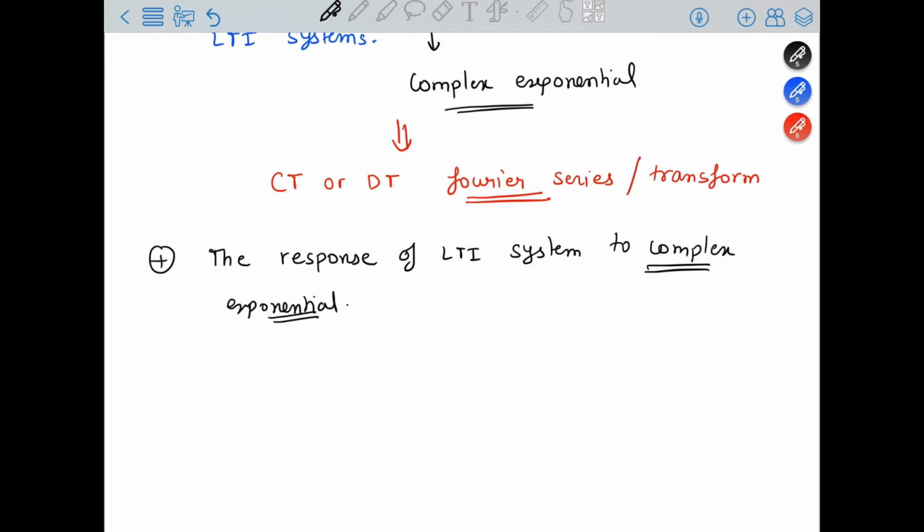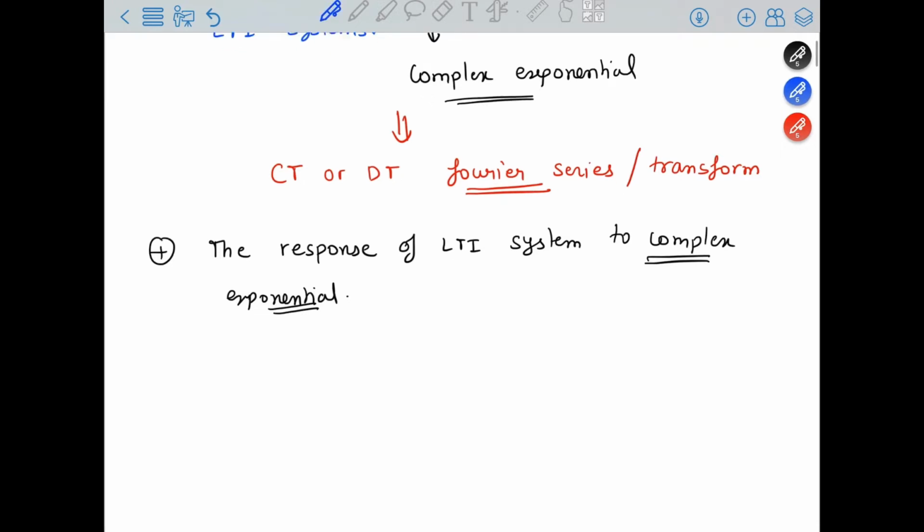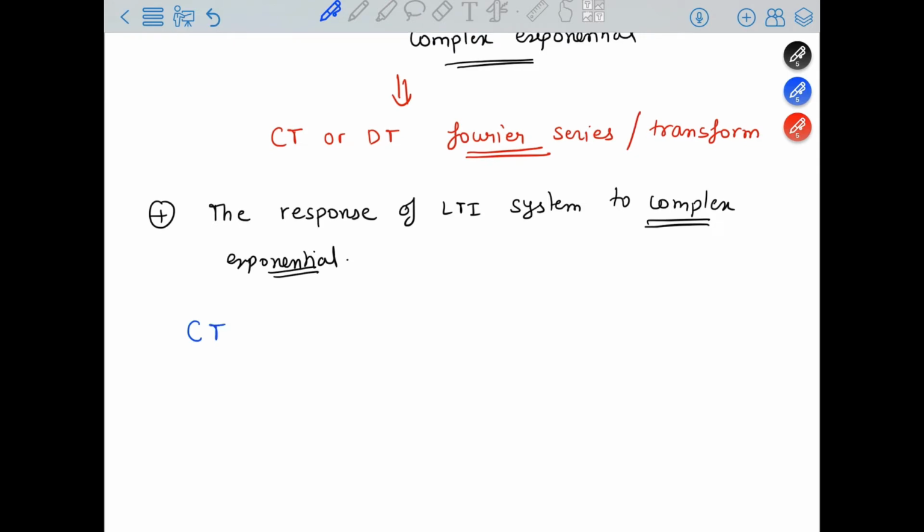The importance of complex exponentials in the study of LTI systems emerges from the fact that the response of an LTI system to a complex exponential input is the same complex exponential with only a change in amplitude. So if we give a complex exponential as input to a system, we get back the same input multiplied by some complex number that represents only the change in amplitude. For the continuous time case, if we give the input as e raised to the power st, we get the output as H of s times e raised to the power st.